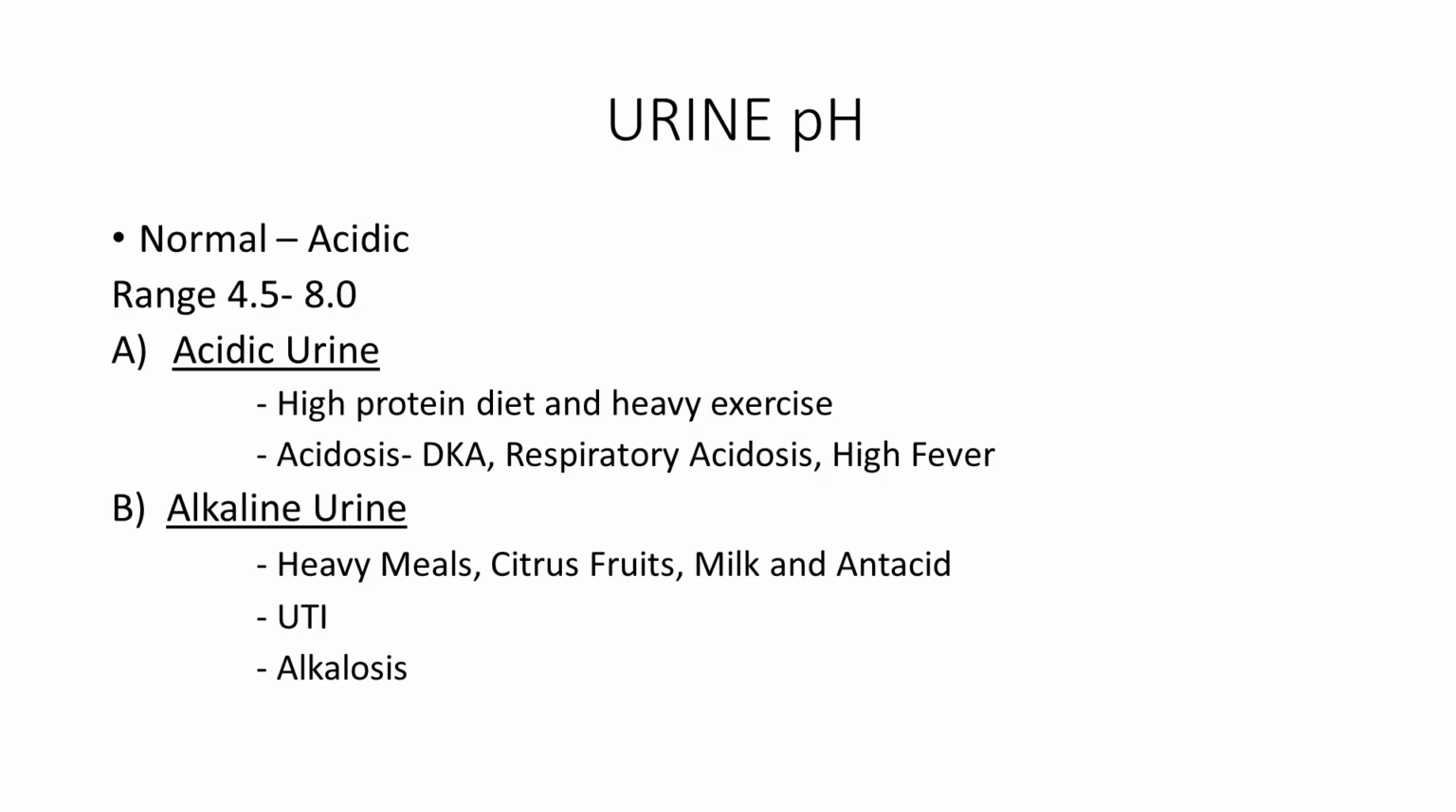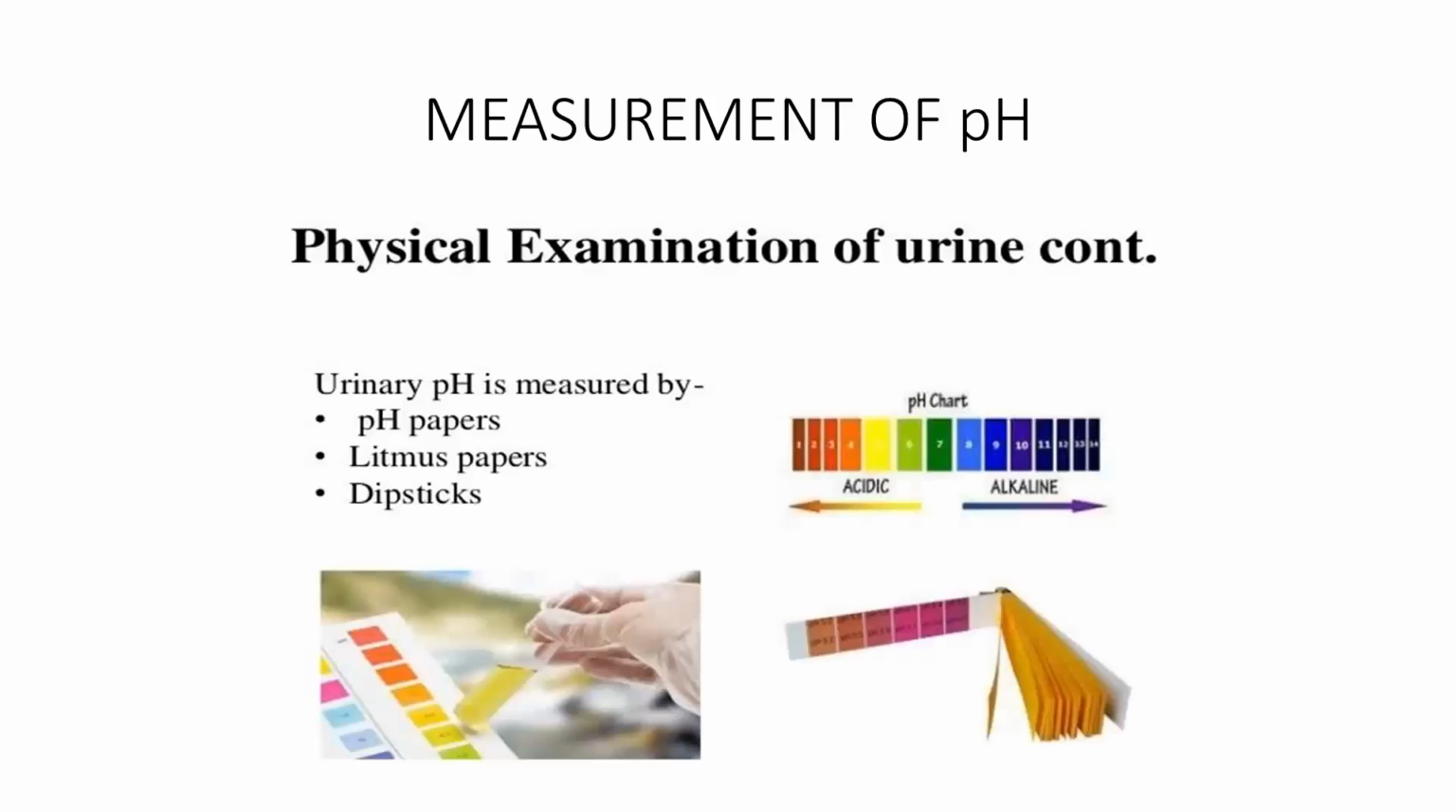Alkaline urine is usually seen in heavy metal poisoning, citrus fruit intake, milk, and antacids. In UTI also, the urine is usually alkaline, and in metabolic alkalosis. Now, how do you check pH? Ideally it should be done with litmus paper, but a dipstick also gives you a rough estimation of the pH of the urine.